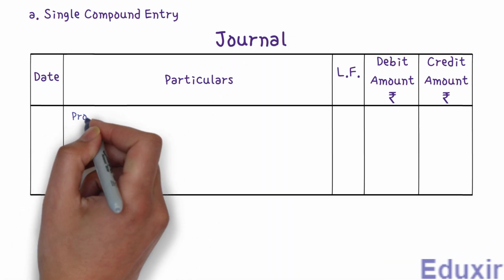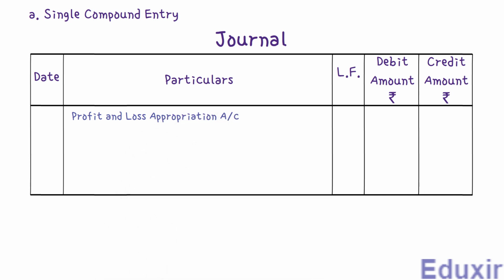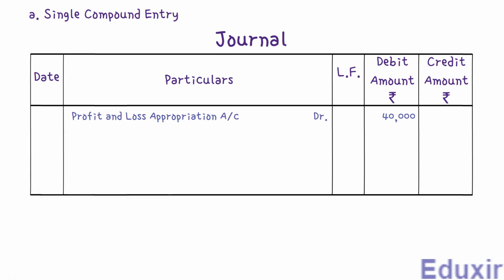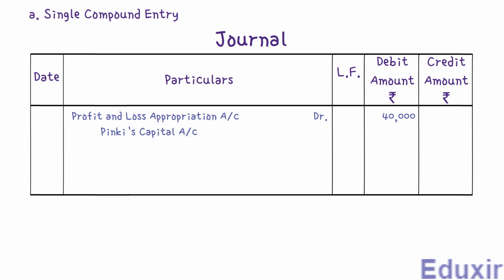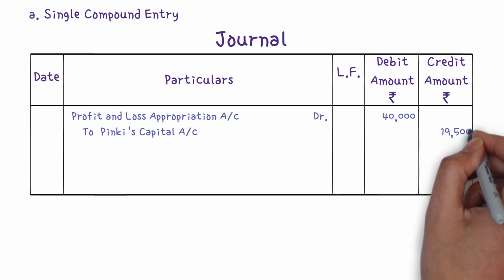Let's first write profit and loss appropriation account as the debit entry. Let's also write the text Dr. to indicate that this is a debit entry. Let's then write the debit amount of 40,000 rupees in the debit amount column. Leaving a margin, let's record the credit entry for the partner Pinki's capital account. If you remember, the credit entries in the journal start with 'To'. Let us then record the corresponding credit amount of 19,500 rupees for the partner Pinki.